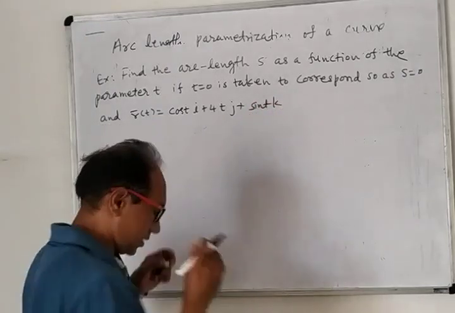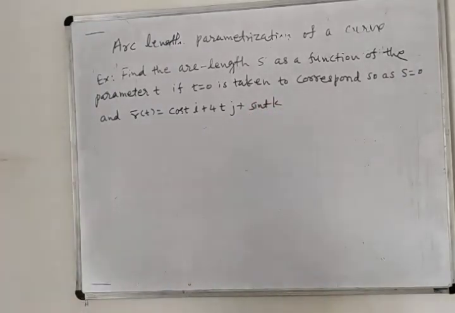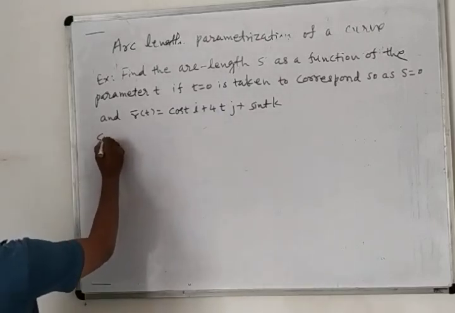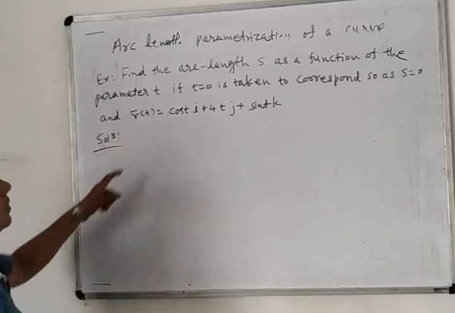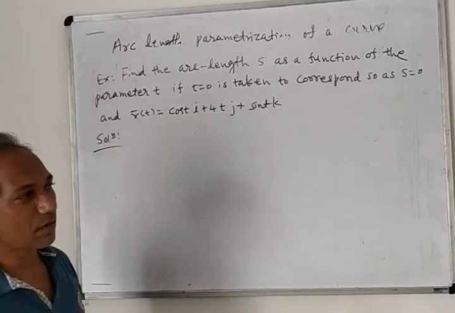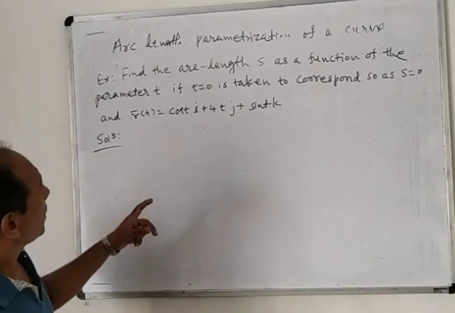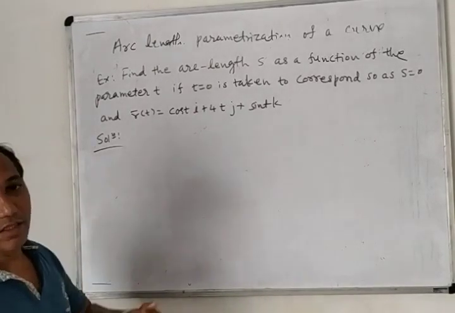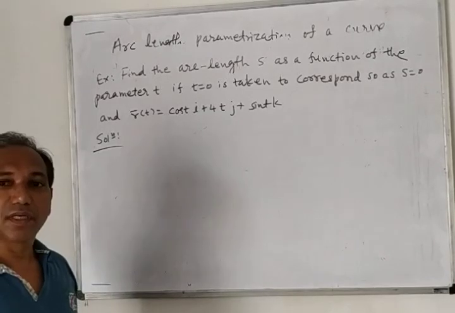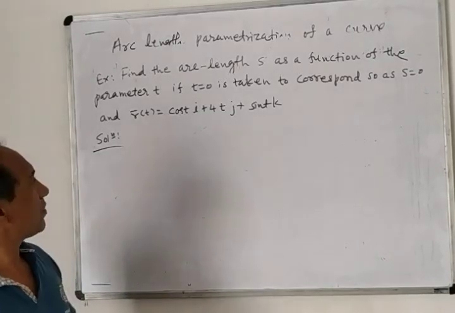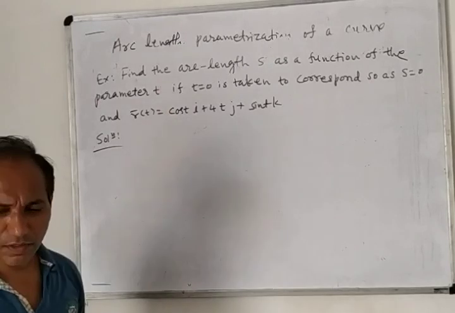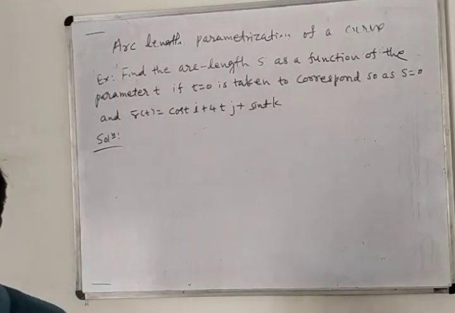So here again the same question but written in some different words. So solution, we have to find out arc length s in terms of t, and that's what we have done in the last two examples. After obtaining s in terms of t, we can convert t in terms of s, and the value of t we can put in this equation so we can get the parameterization. The same thing, and it is also very simple.